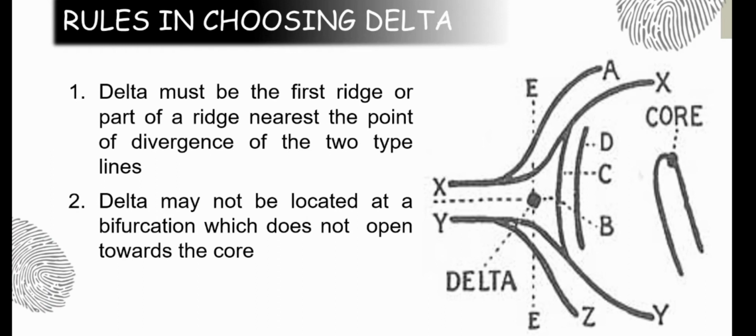In the example, as you can see, the dot is the delta. If there is no dot, then B or C can be the delta. If there is still no B or C, then D can be used. So if all three are present, we choose the dot, because it is the nearest point of the divergence of the two type lines.